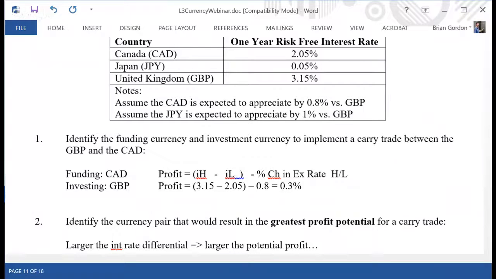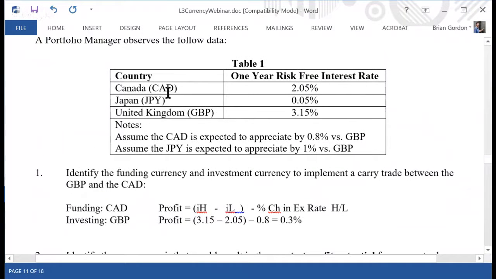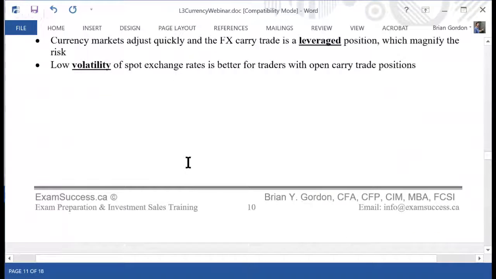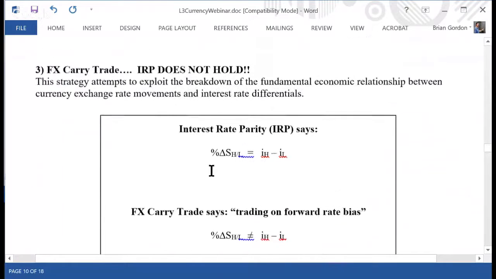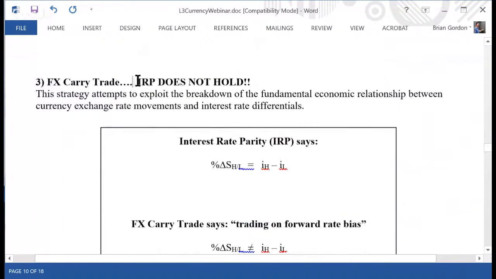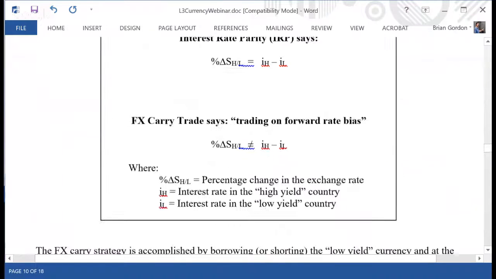So the carry trade, how do I see it working into this exam? I see it working into this exam maybe in a definition, maybe just knowing to recognize the relationship here. But that would be it. Recognizing the language. If the investment professional believes that interest rate parity does not hold, what's the strategy? The FX carry trade. That's what I think you need to take away, the strategy.